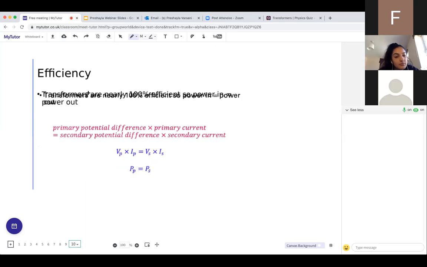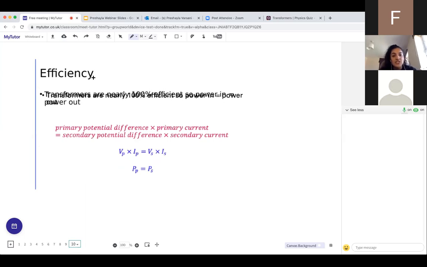Okay, let's do it again. Okay, what this should say is transformers are nearly 100% efficient. That's really hard to come by. Usually, we know that a lot of energy is wasted. So for example, in a kettle, loads of that energy is being wasted to sound and kinetic, right? That's not useful to us. We just want to heat up our water. But in a transformer, hardly any of it goes to waste. So we can say that transformers are nearly 100% efficient.